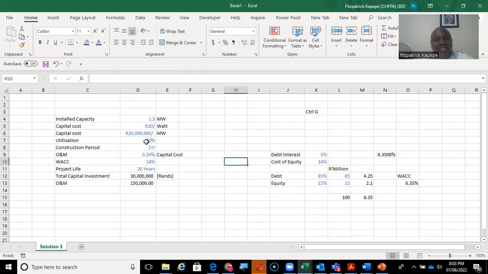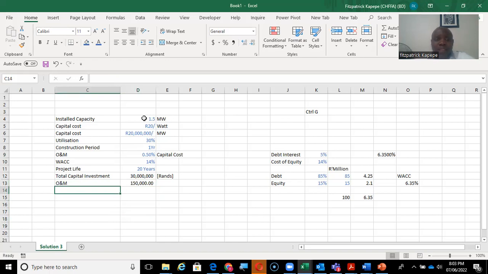So that whoever sees these numbers here knows for sure that these numbers are hard-coded, they are part of the assumptions. Then the ones that are in the black font, they are calculating. That's best practice, just for extra marks. So we have the O and M.